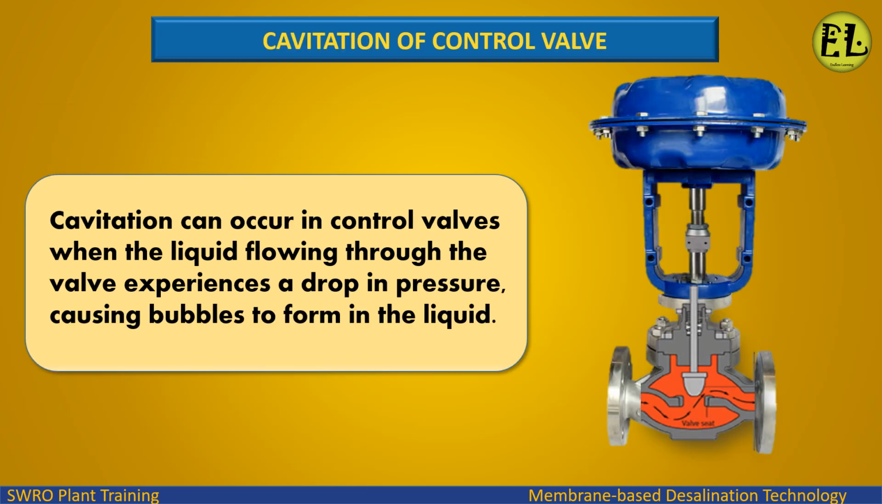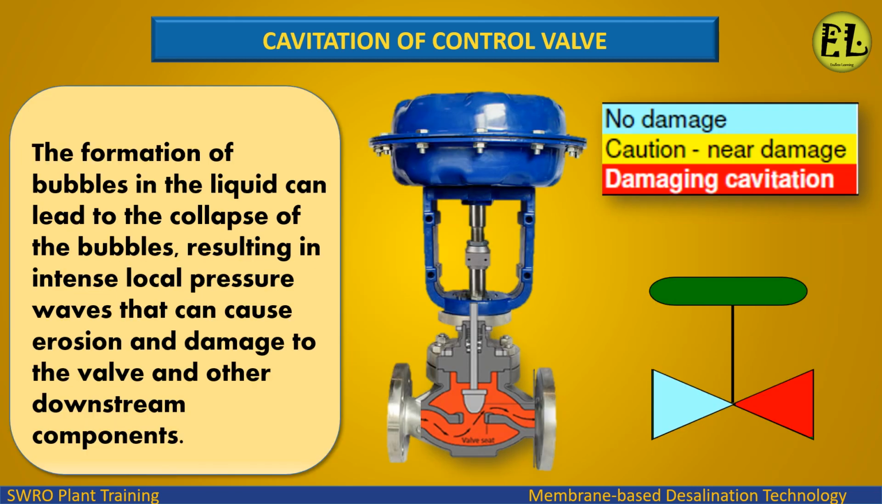Cavitation of control valve. Cavitation can occur in control valves when the liquid flowing through the valve experiences a drop in pressure, causing bubbles to form in the liquid. The formation of bubbles can lead to their collapse, resulting in intense local pressure waves that can cause erosion and damage to the valve and other downstream components.